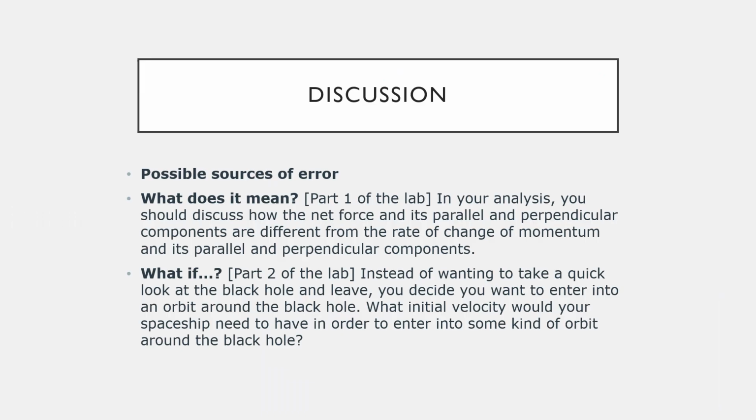Alright, so to address some possible sources of error in this lab, in part one, the average black hole mass that I found may not have been exact. There could have been some rounding errors in my calculations. And then in part two, there were many different velocities that gave similar results. I just picked the one that seemed to get the ship closest to the black hole, but there were several different possibilities that all got the ship close to the black hole without it falling in.